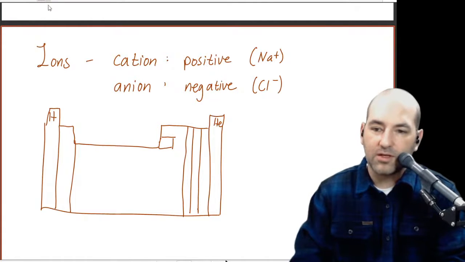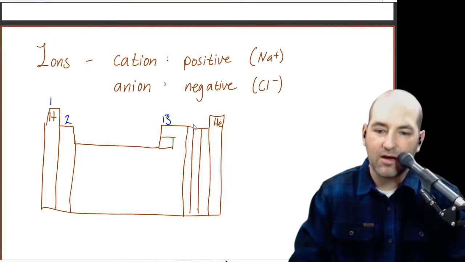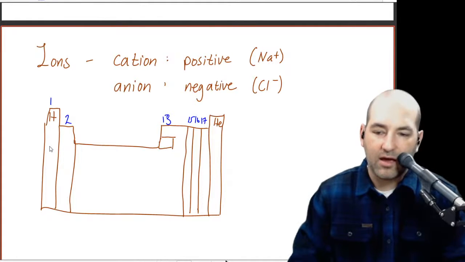Okay, so for each of those columns, let me number these just because it's going to get confusing otherwise. So here's column 1, here's column 2. This one is 13 or 3A, and then we've got 15, 16, and 17, also known as 5A, 6A, and 7A. So column 1A always makes +1 ions.